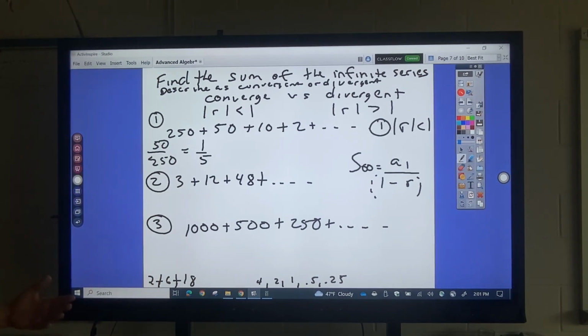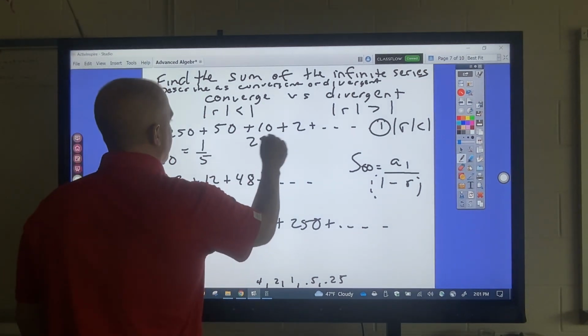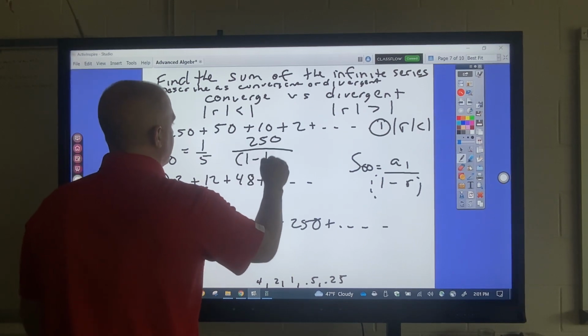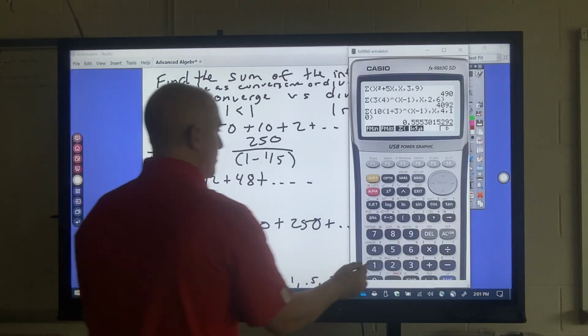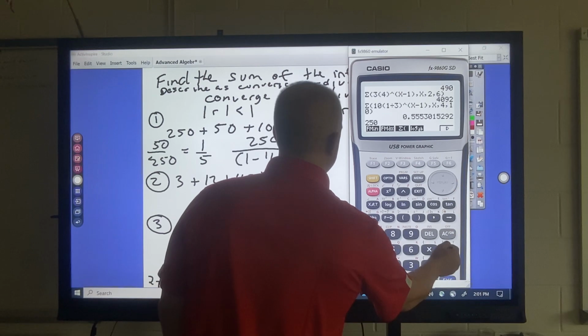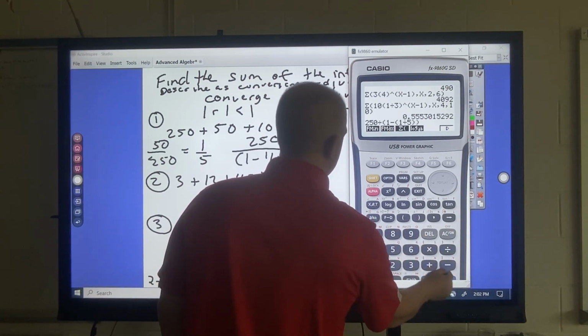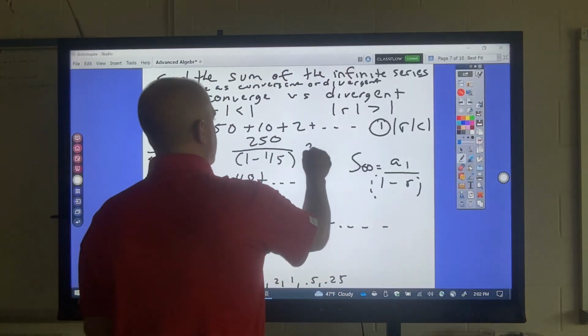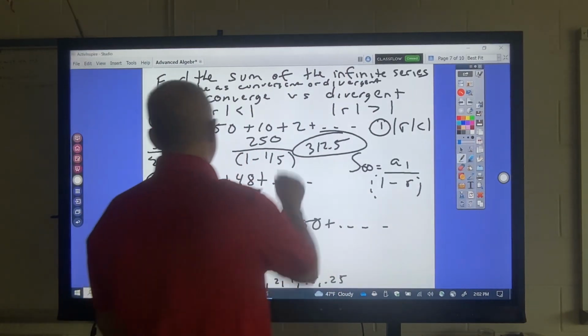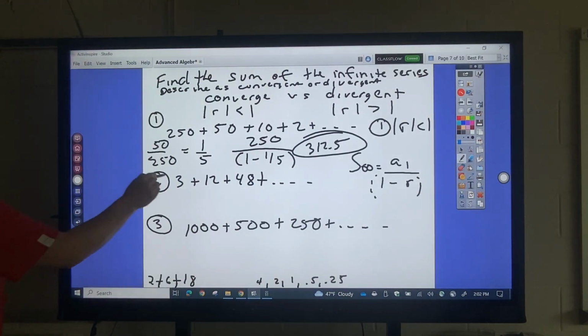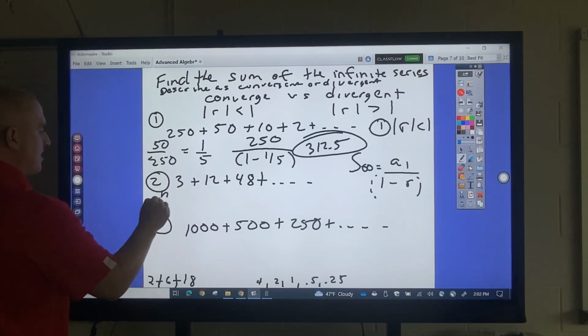Now this one, 50 divided by 250, ends up being 1/5. So I am in good shape. I have 250 divided by 1 minus 1/5, and that's how you basically do that. 250 divided by 1 minus 1/5 is 312.5.